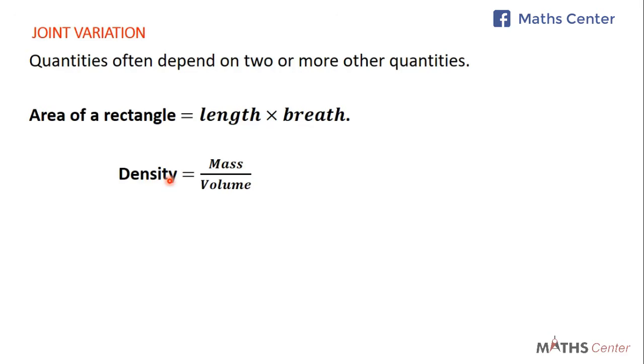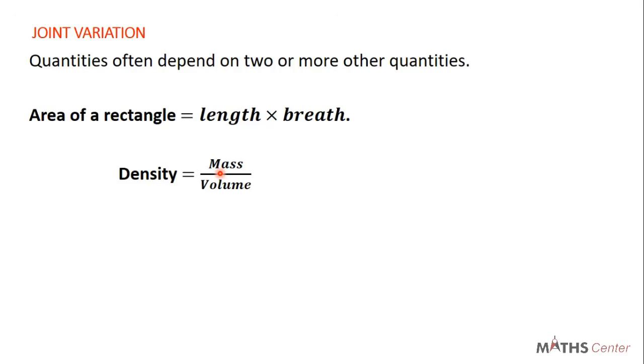Another example is this. The density of a material is equal to the mass of the material divided by its volume. So density depends on two other quantities, mass and volume.